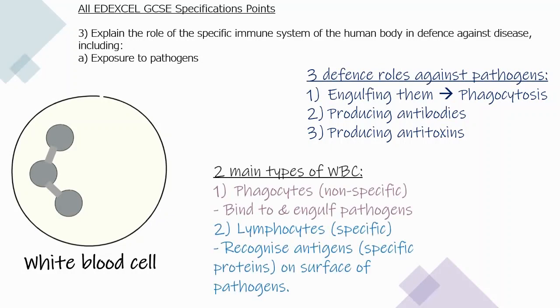So there are 2 main types of white blood cell. The first are phagocytes, and these are part of the non-specific immune system. So they bind to and they engulf pathogens. The second are lymphocytes, and these are specific, so they recognise specific antigens, which are proteins on the surface of pathogens, and they attempt to destroy them.